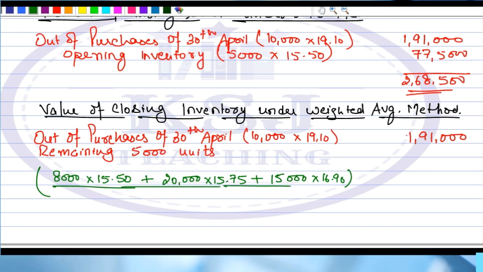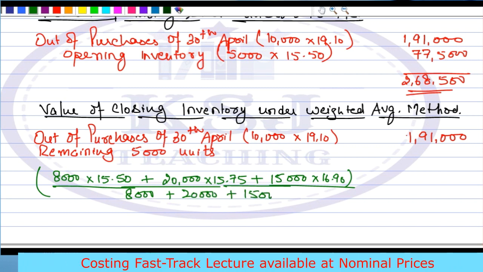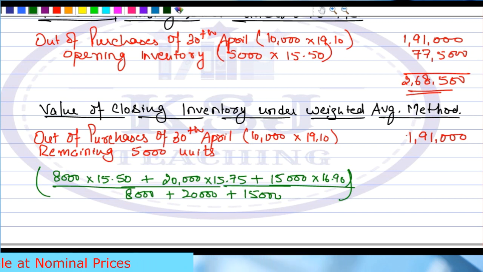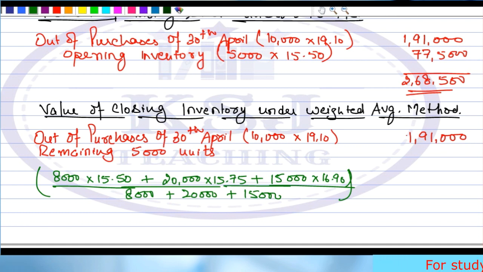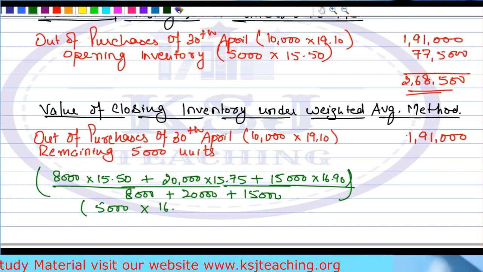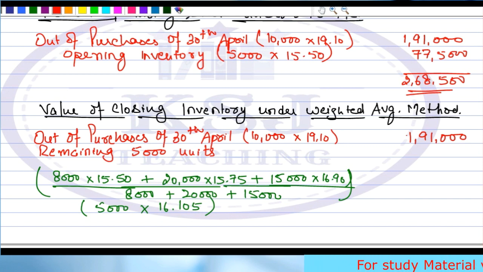Divided by the total units, 8,000 plus 20,000 plus 15,000. Clear? So this is how you have to do the weighted average. From here, what you will get is the rate. So what you are going to do is 5,000 multiplied by the rate that you are going to get, that is 16.105.